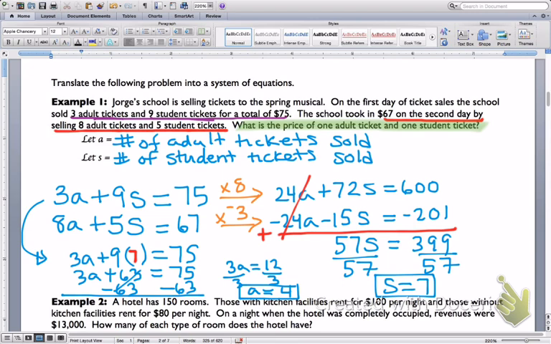So we know that 7 student tickets were sold and 4 adult tickets were sold. So this is going to be equal to 7, and this is equal to 4. No, backwards. This is 4, and this is 7. All right, let's go ahead and move on to the next problem.